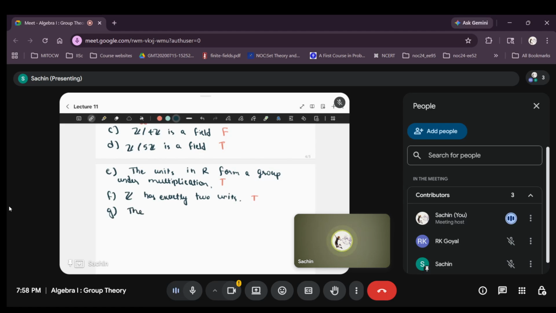And then the ring Z[i] has exactly 4 units. This is also true. Just now we recalled that the only units of Z[i] are 1, minus 1, i, minus i. So this is also a true statement. This is more like a recap of things done in the last class, but through problems.